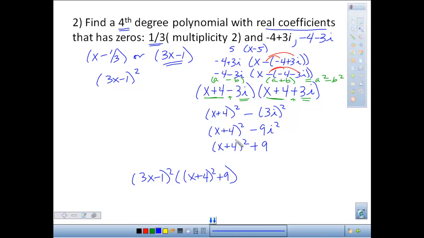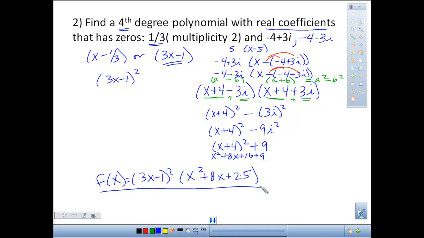So what I would prefer to do instead is just go ahead and multiply that out. So this will become x squared plus 8x plus 16 plus 9. When I multiply and then add those together, I get x squared plus 8x plus 25. And again, it doesn't say it has to be in standard form, and this is a factored form, and it does have all real coefficients, so it would be perfectly fine to leave your answer like this.